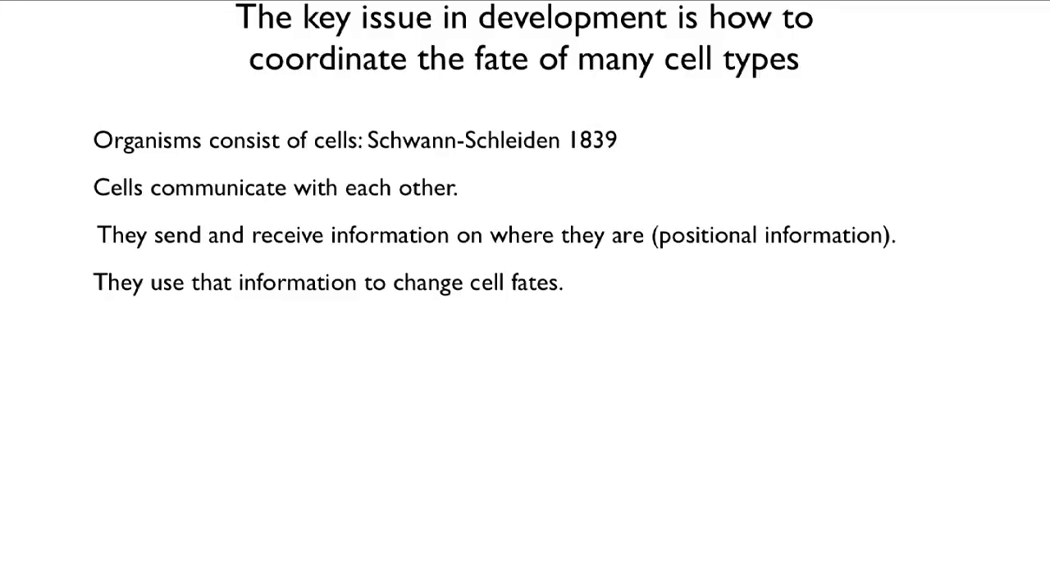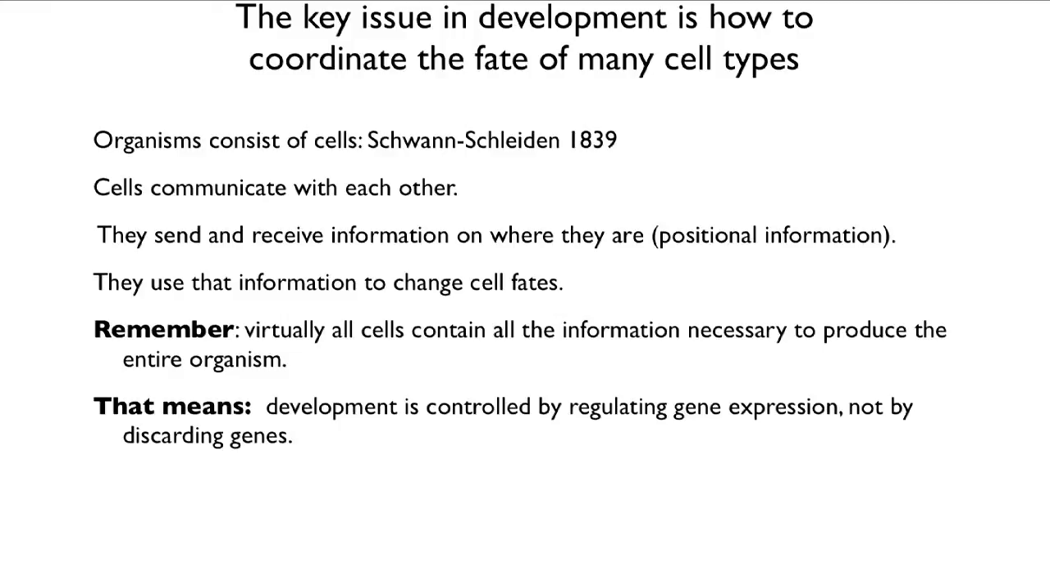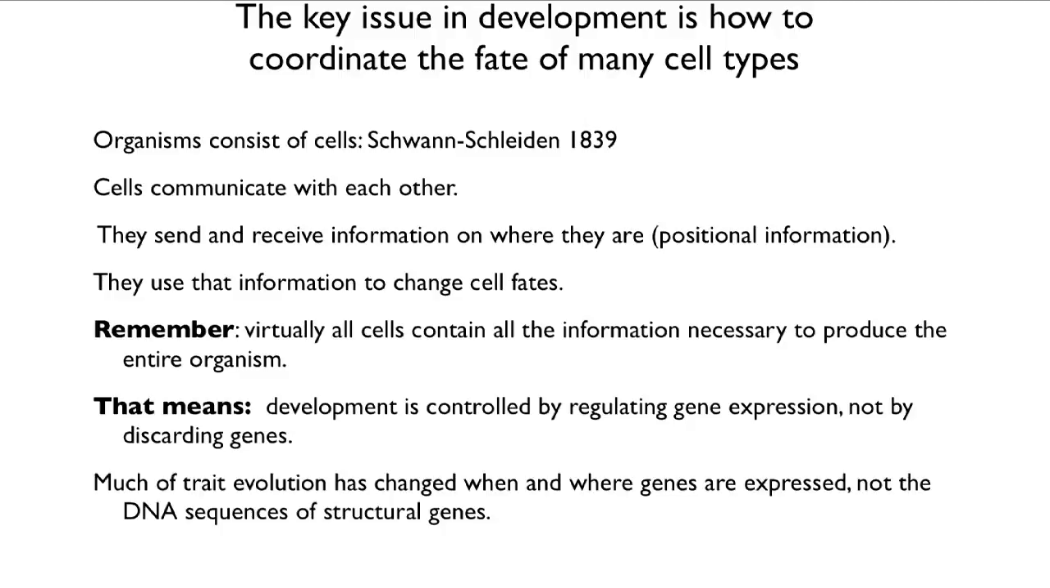They use information to change the fate of cells, so cells know what they're going to develop into based on where they find themselves. And it helps to remember that every cell in the body, in our case the exception is red blood cells, contains all the information necessary to produce the entire organism. So the difference between a liver cell and a heart cell isn't that the liver cell has lost the genes that would have made it into a heart cell. It's just turned them off and turned the liver genes on. It has all the genes. That means that development is controlled by regulating gene expression, not by discarding genes.